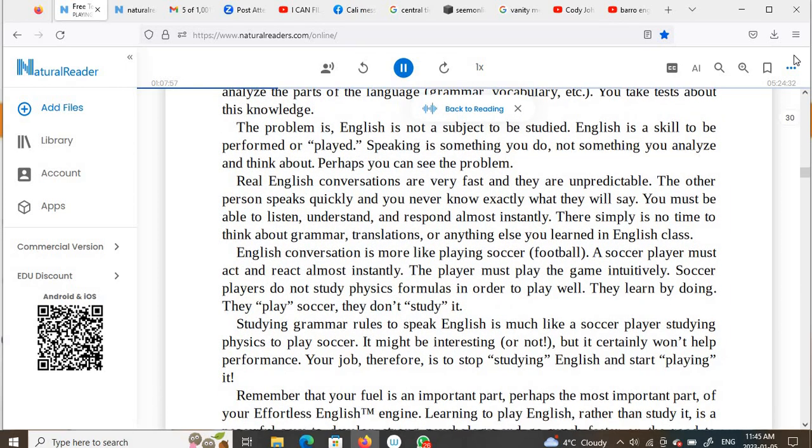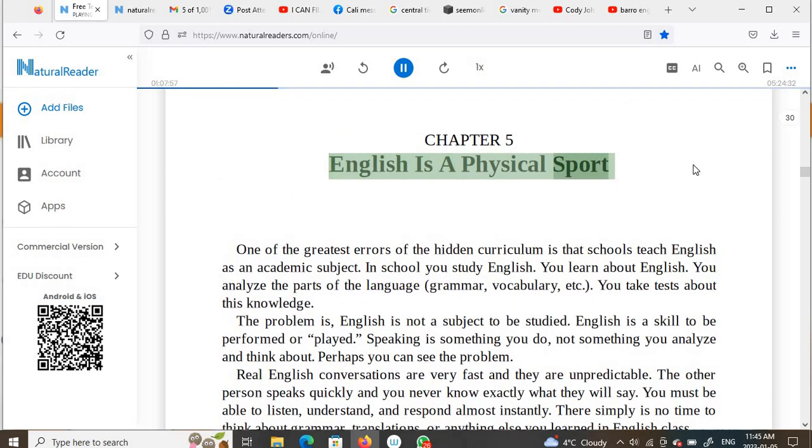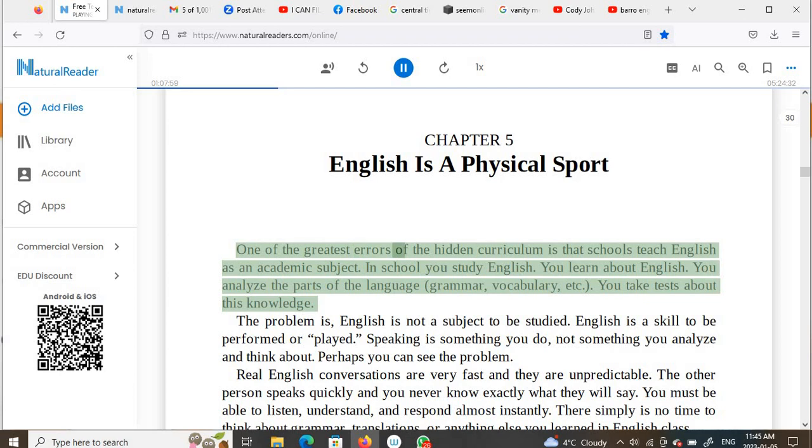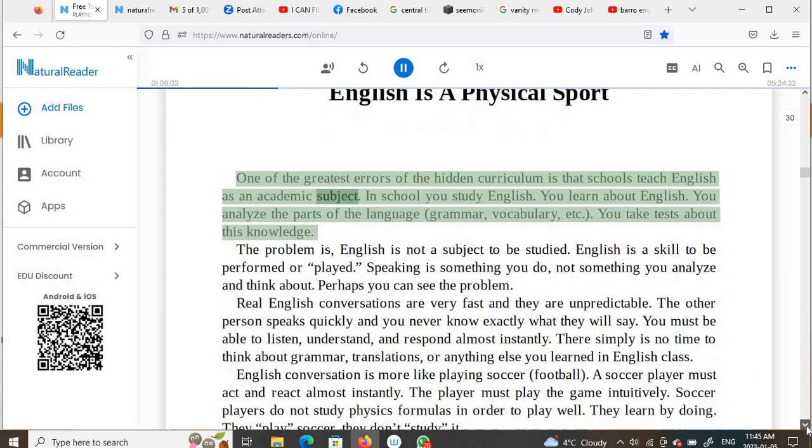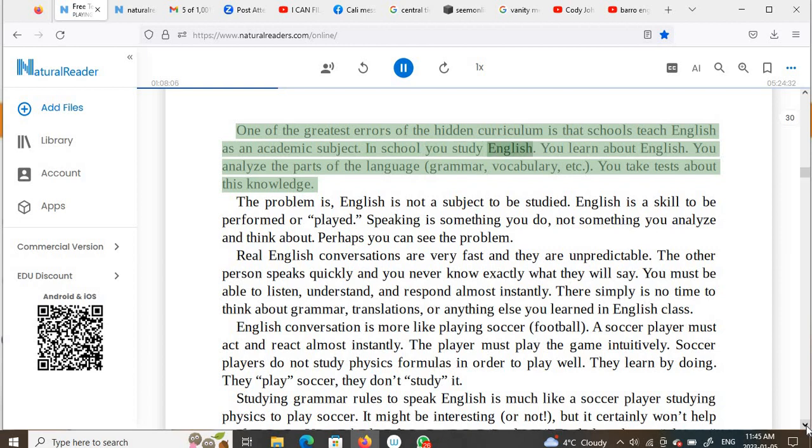Chapter 5. English as a physical sport. One of the greatest errors of the hidden curriculum is that schools teach English as an academic subject. In school you study English. You learn about English. You analyze the parts of the language. You take tests about this knowledge.